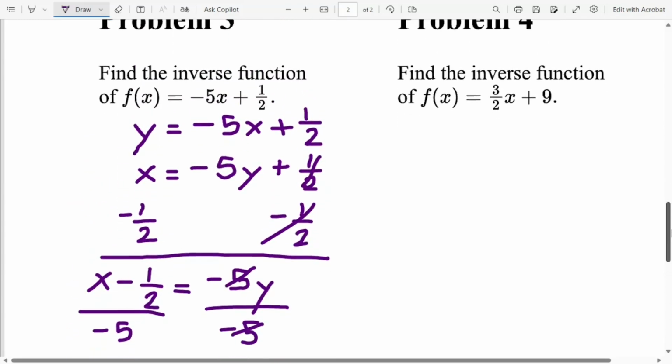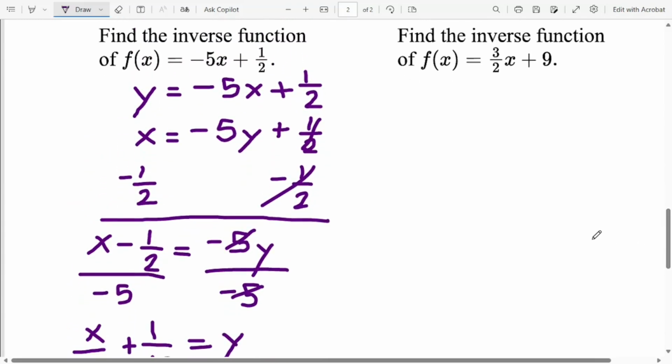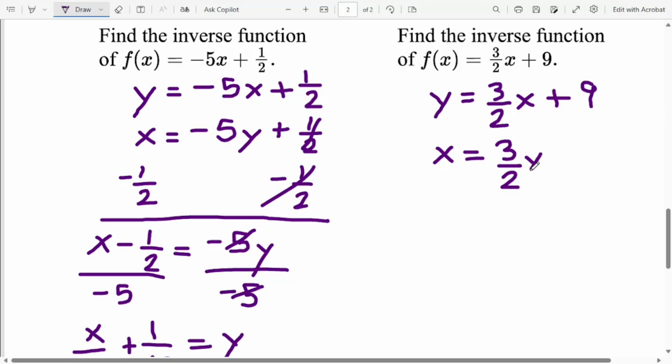Let's try one more. So this last one, we're going to find the inverse function of f of x equals 3/2 x plus 9. So first we're going to replace f of x with y. So we're going to say y equals 3/2 x plus 9. So we're going to swap x and y. We're going to say x equals 3/2 y plus 9.